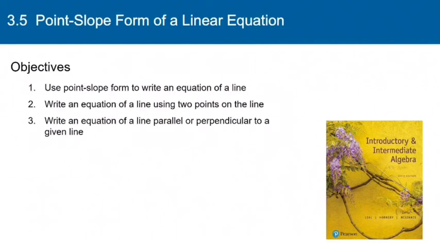Hi everybody, welcome back. Today we are in section 3.5 and we're going to be talking about using the point-slope formula to write the point-slope form of a linear equation. And I'll also show you how to write the equation of a line when you're given 2 points on the line. And I'll also show you how to write the equation of a line that is parallel or perpendicular to a given line. So let's go ahead and get started.